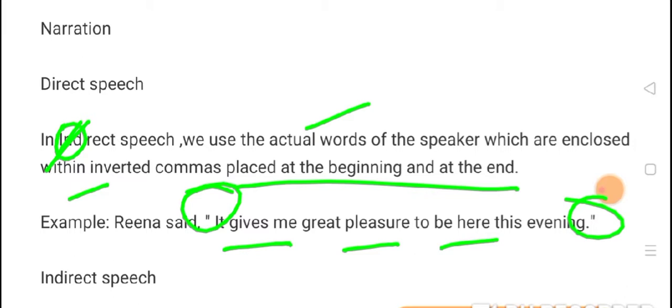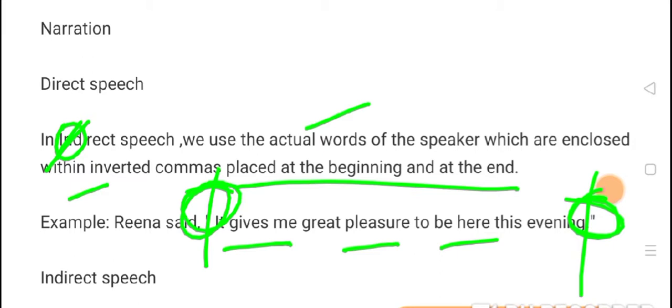So you can see there are the actual words of the speaker. What is the actual word? It gives me great pleasure to be here this evening. This is the actual word, from here to here. So "It gives me great pleasure to be here this evening" is the actual word of the speaker, and that is enclosed with inverted commas. You can see the inverted comma is here, and again here.